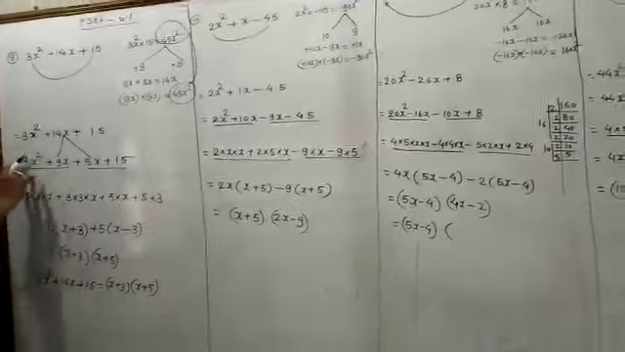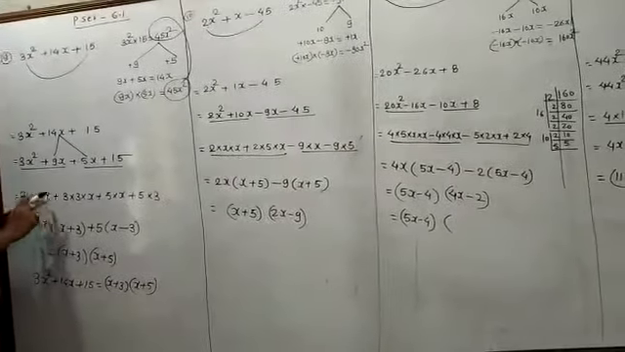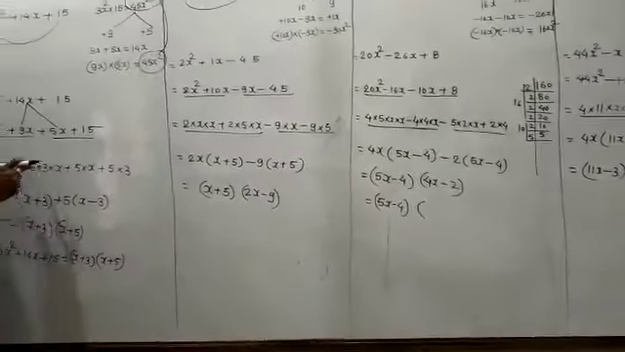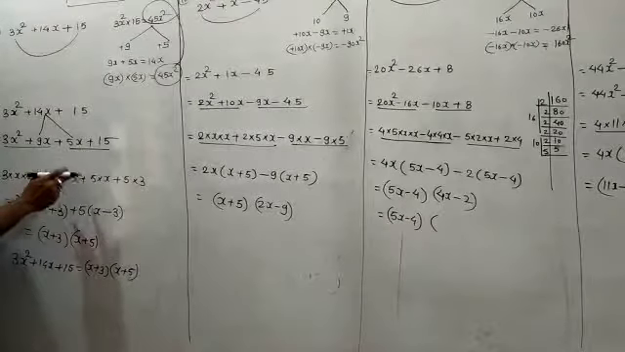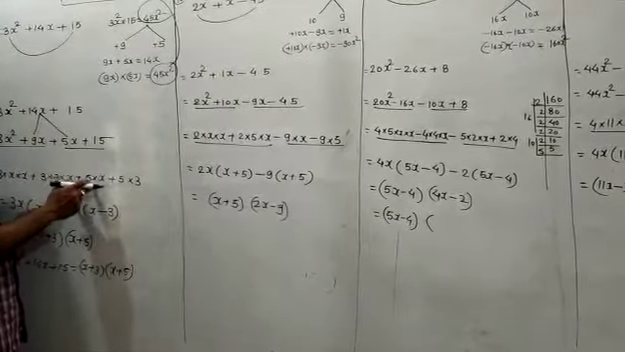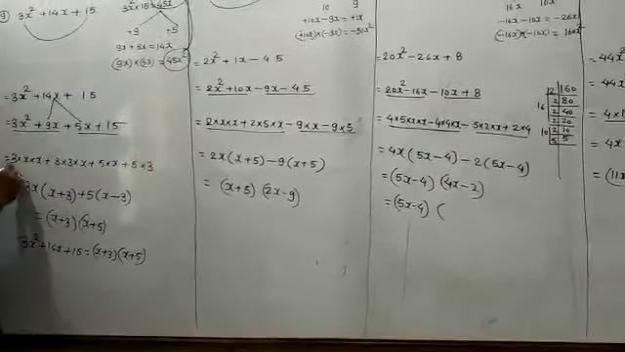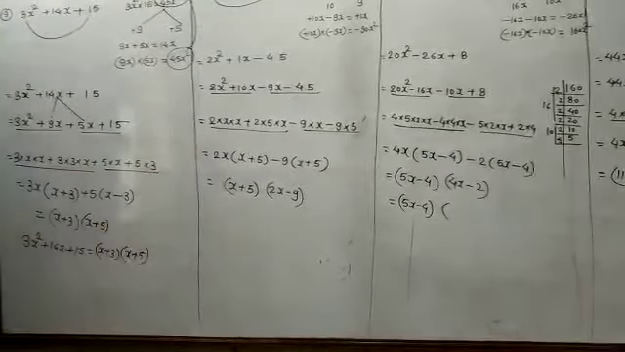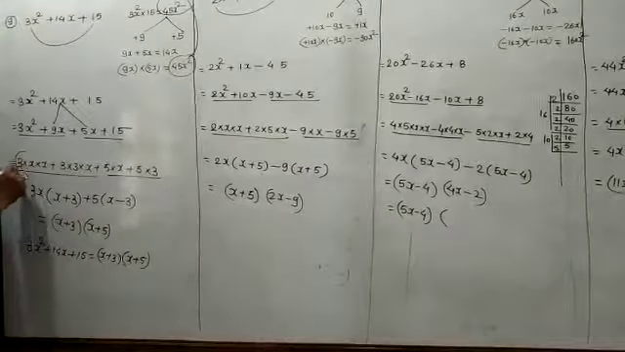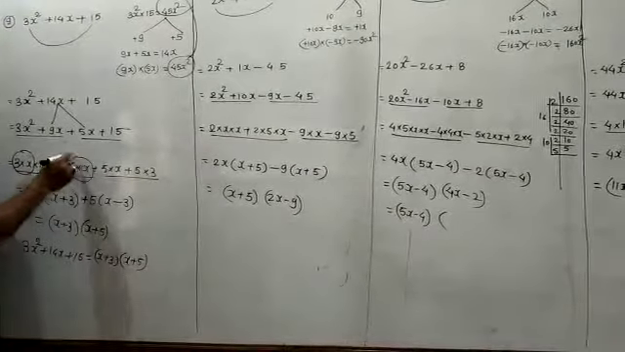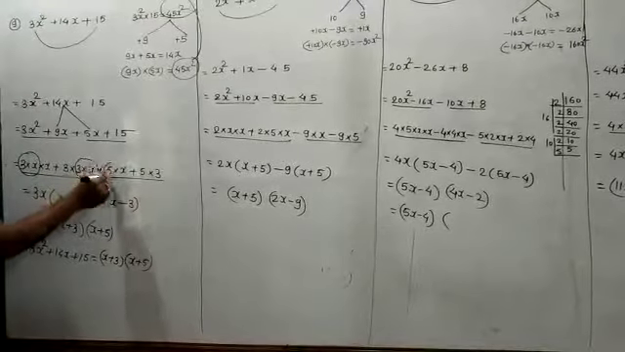Then write the first two terms in product form and the last two terms in product form. 3x² you will write as 3 multiplied by x multiplied by x. 9x you will write as 3 into 3 into x. 5x you will write as 5 multiplied by x. 15 you will write as 5 multiplied by 3. From the first two terms you have to take out the common factor, and from the last two terms you have to take out the common factor. From the first two terms you will take out 3x common, and from the last two terms you have to take out 5 common.